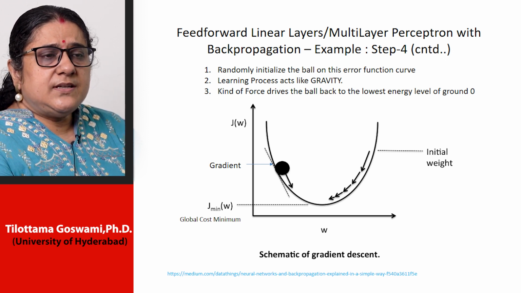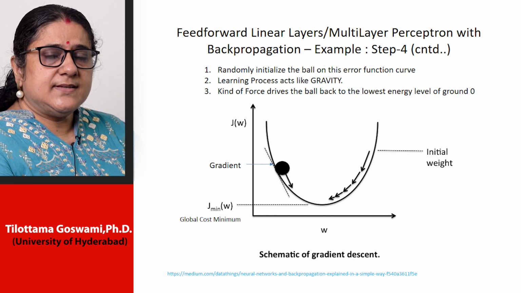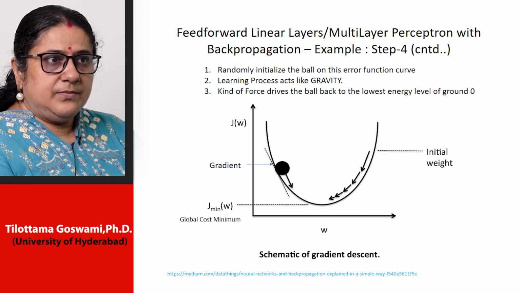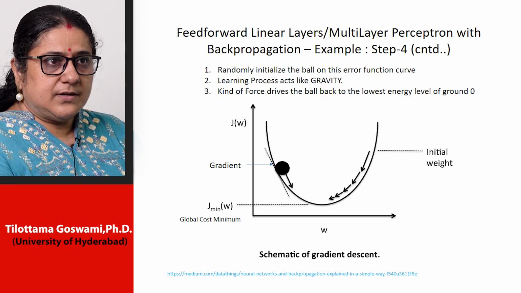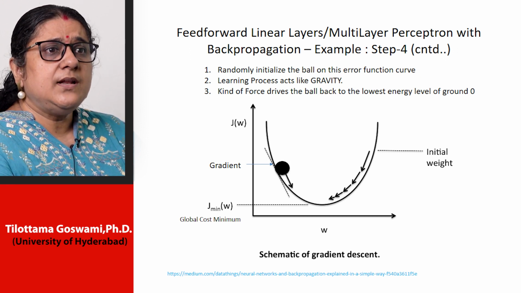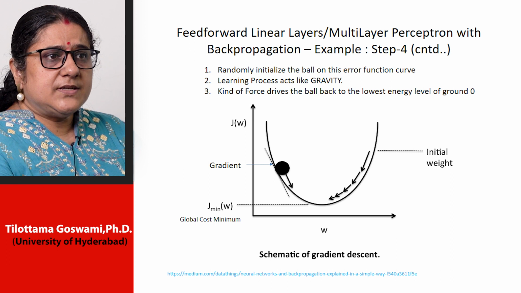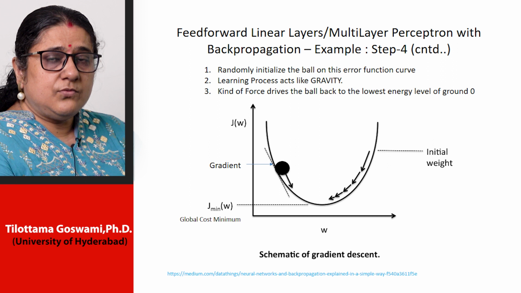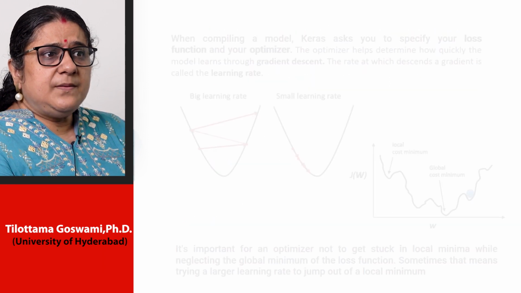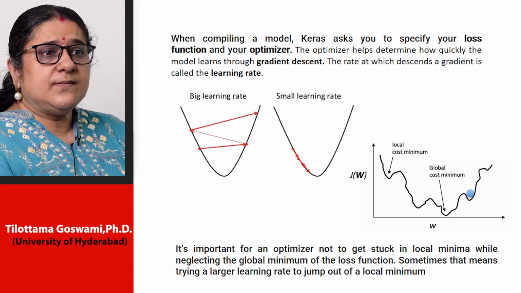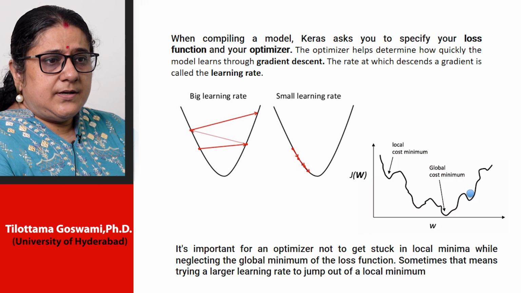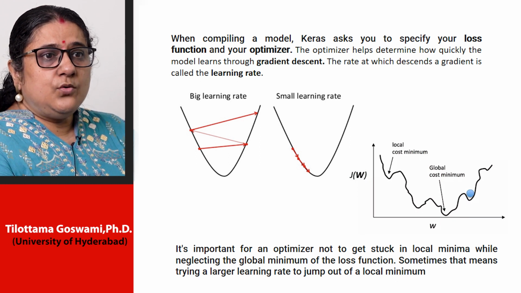The loss function and the optimizer are available in Python, in Keras, for building the model. We can use this loss function and the optimizer. The optimizer will help to determine how quickly the model learns through gradient descent, whether it is a big learning rate or a small learning rate. So this parameter can be tuned.